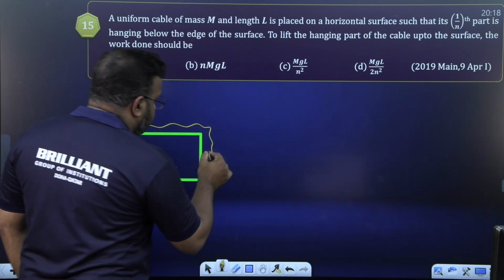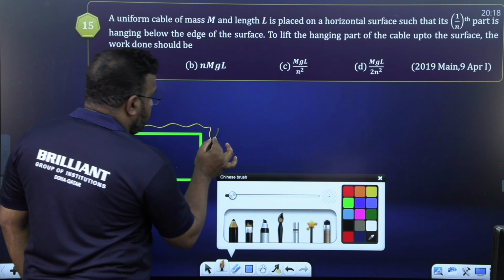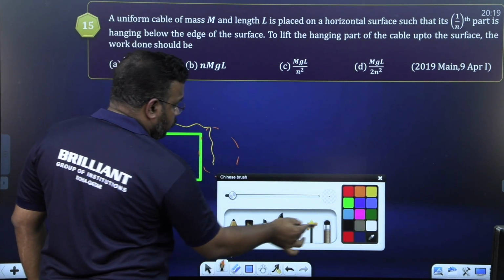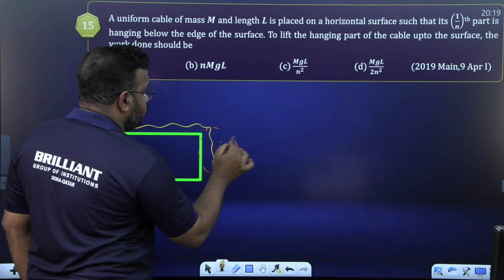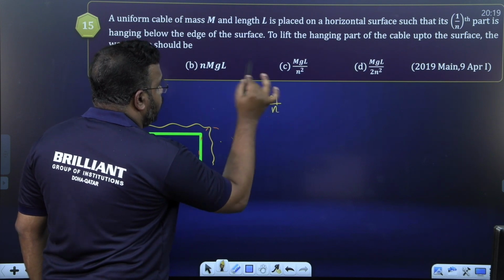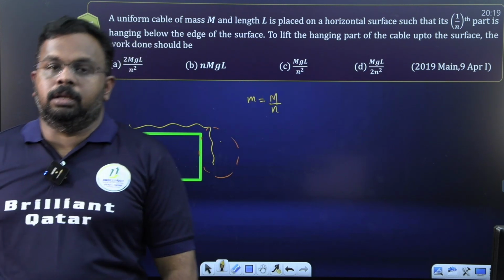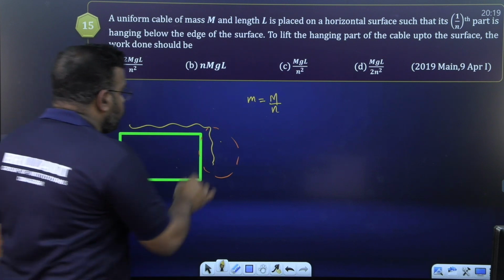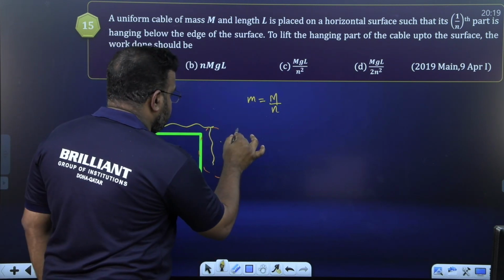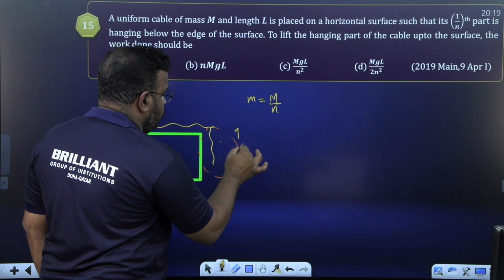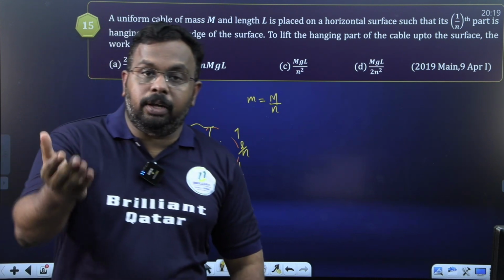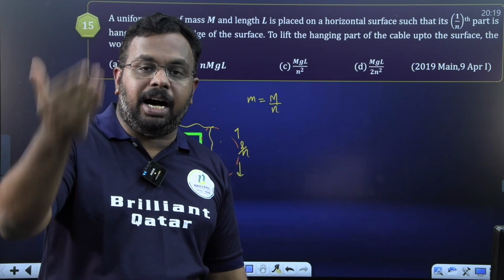So first we have to find the mass of the hanging part. This much part is hanging. So surely total mass is M, means it will be m/n only. So mass m is equal to what? m/n. Okay, what about the length of this one? It will be L/n. From here to here, the distance will be L/n. But when you are calculating the work done to lift, we need the height.